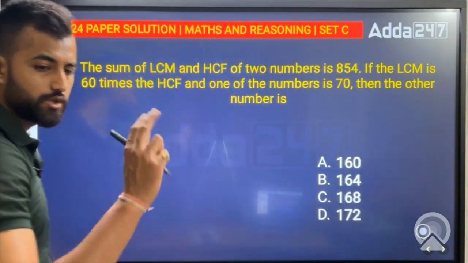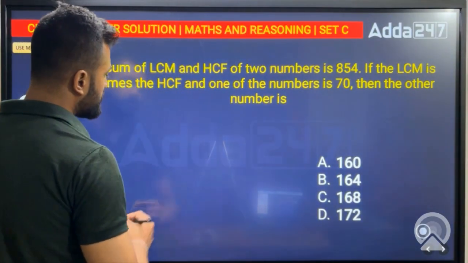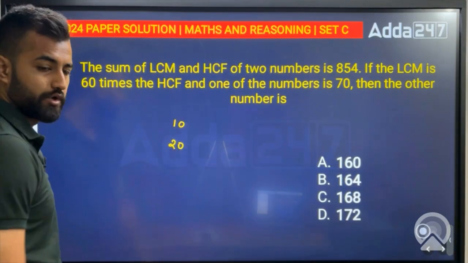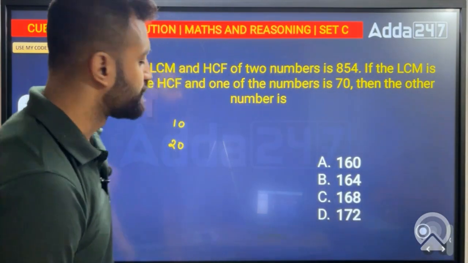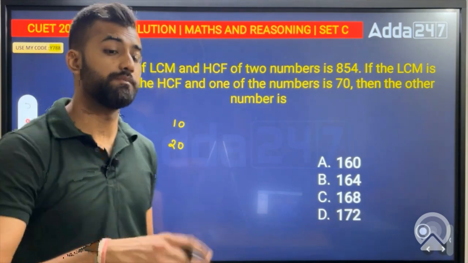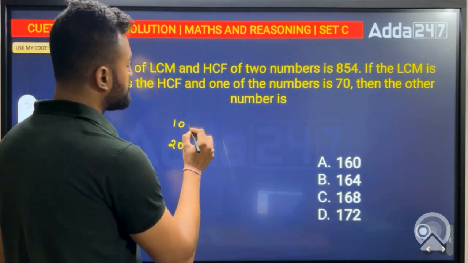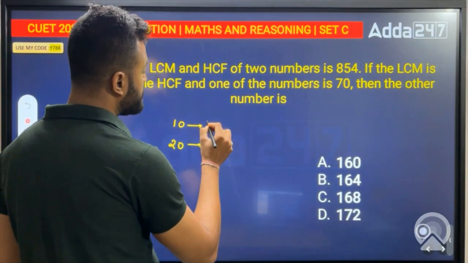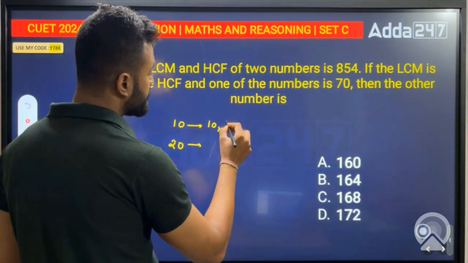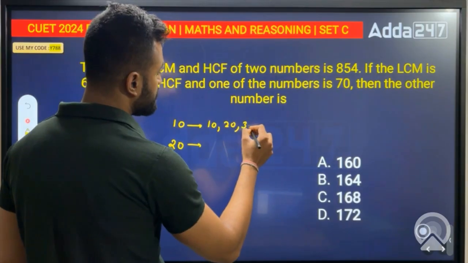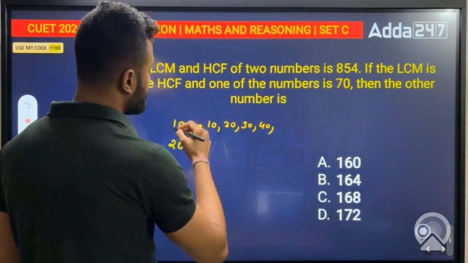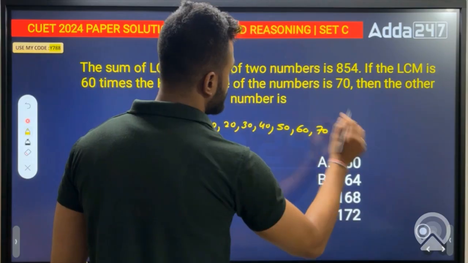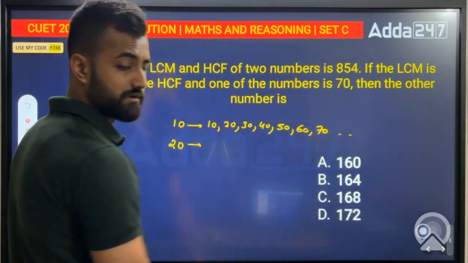Suppose there are two numbers, like 10 and 20. When I say multiple, what does multiple mean? Multiple means you keep multiplying the numbers. That means 10 into 1 would be 10. 10 into 2 would be 20. 10 3s are 30. 10 4s are 40. 10 5s are 50. 10 6s are 60. 10 7s are 70, and so on. It will keep going. So these are known as the multiples.